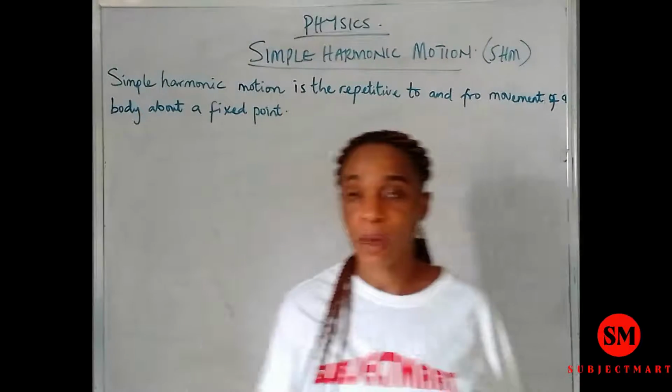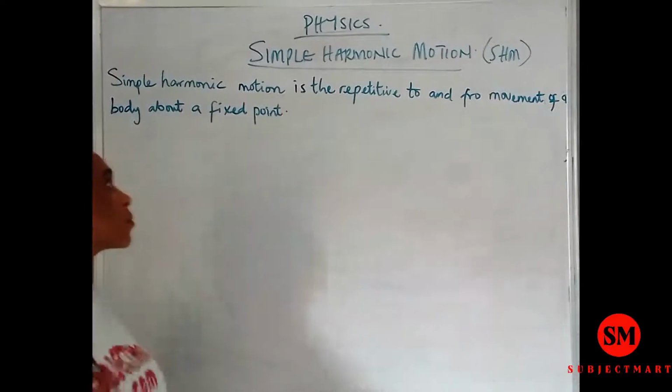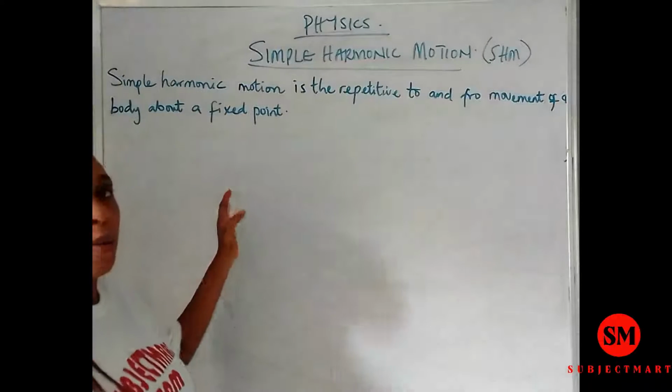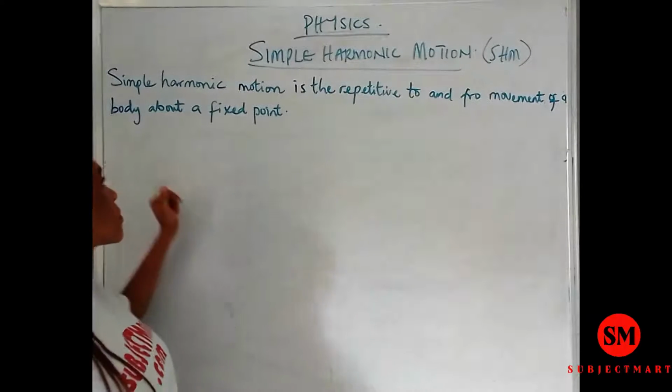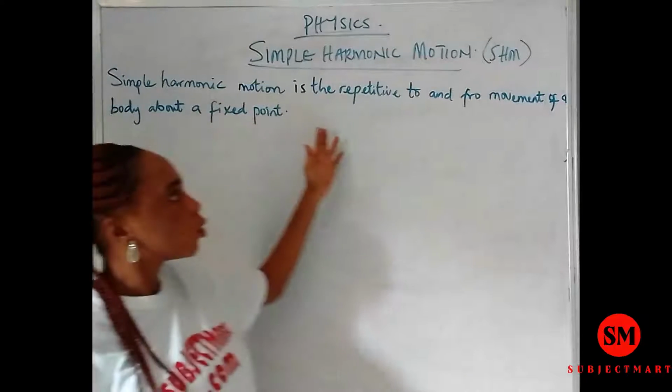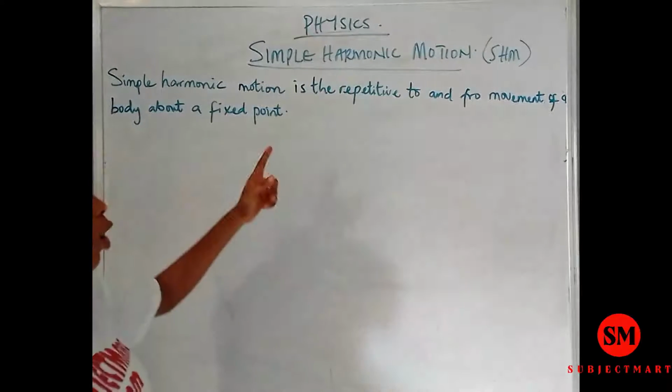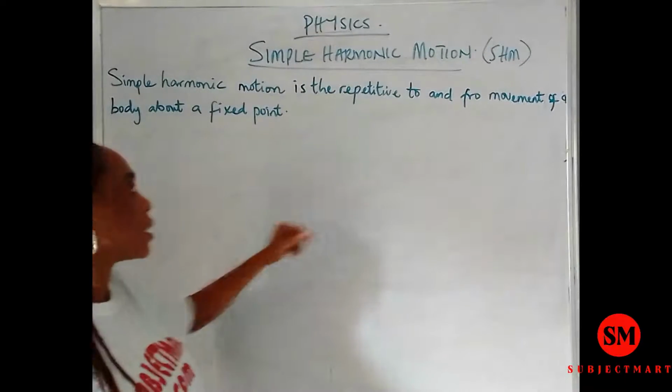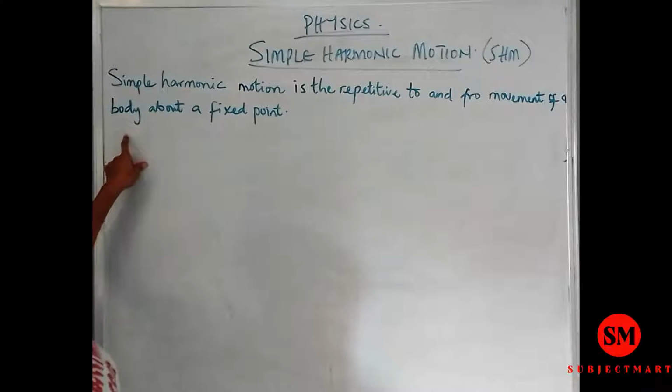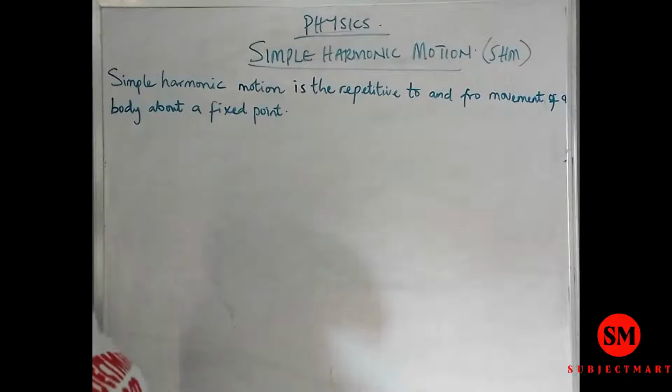Another edition of Subject Math. Our topic today is simple harmonic motion. Simple harmonic motion is a repetitive to and fro movement of a body about a fixed point.